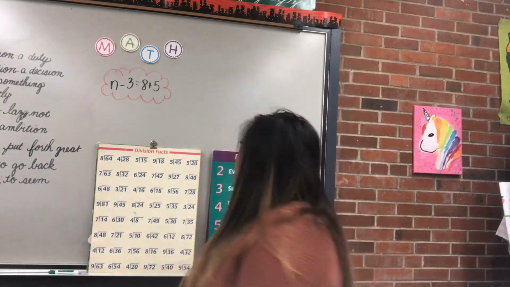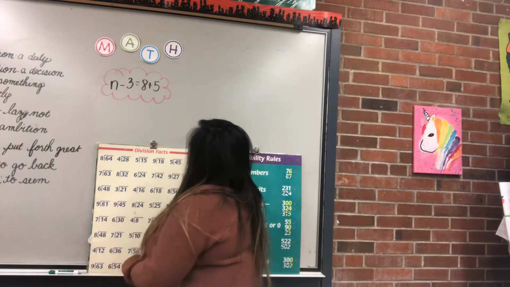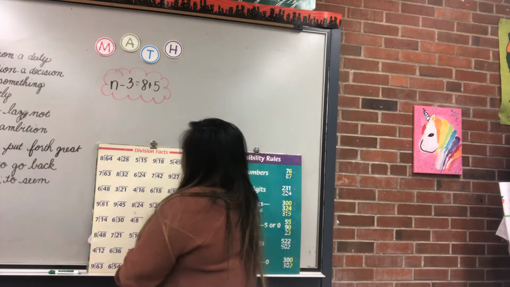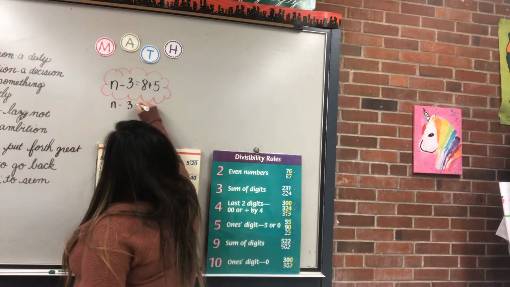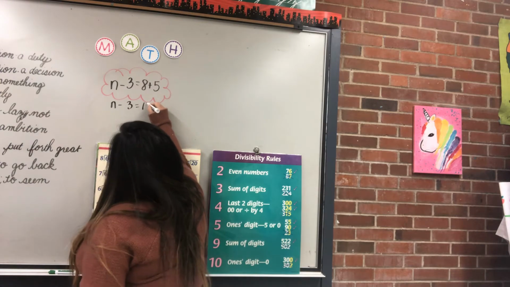I'll do this one at the board. You do that one at your seat. All right, our first one, we have n minus 3 equals 8 plus 5. You always solve what you know. So this would be n minus 3 equals, we know what 8 plus 5 is, 13.